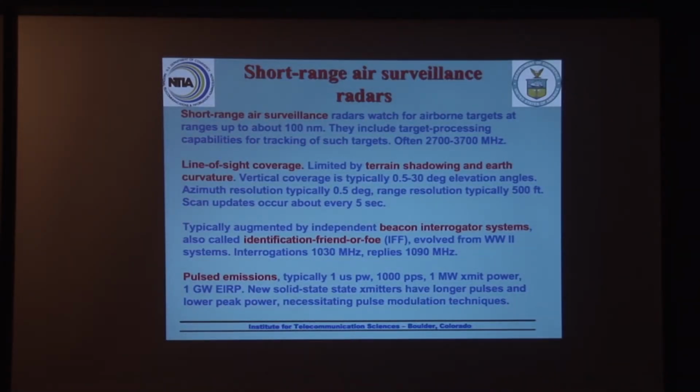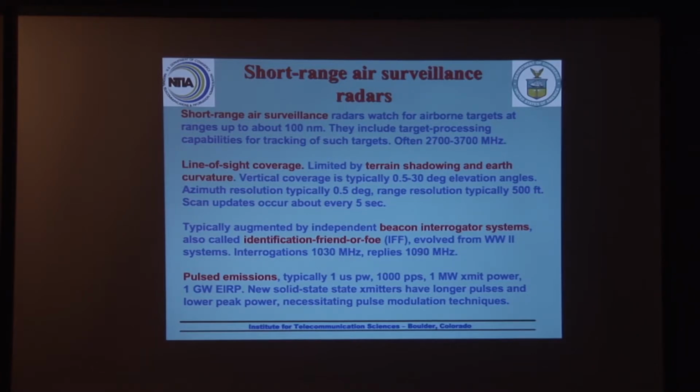Okay, so having said that, short-range air surveillance radars look for airborne targets at ranges out to about 100 nautical miles, so about half of 225. And they always have target processing capabilities for tracking these targets. Often they operate between 2,700 to 3,700 megahertz. That's a nice frequency band for this kind of application. Again, remember that they're limited by line-of-sight coverage, terrain shadowing. Vertically, they can see from typically about a half degree above the horizon to 30 degrees above the horizon. They can resolve a target in azimuth down to about a half a degree, and the range resolution is typically on the order of 500 feet, so about a tenth of a mile range resolution. They can update a target position about every 5 seconds because that's the rate at which they're rotating and scanning.